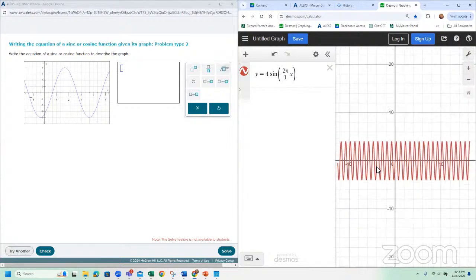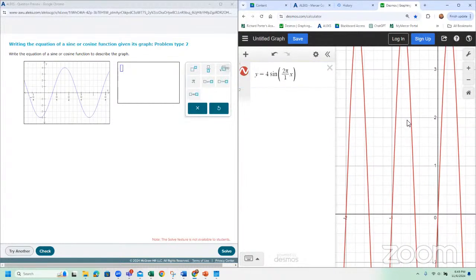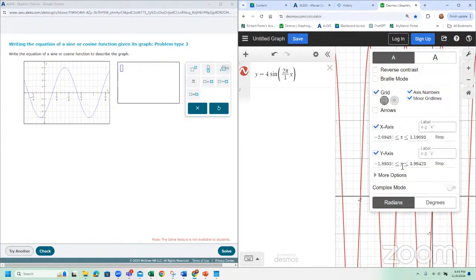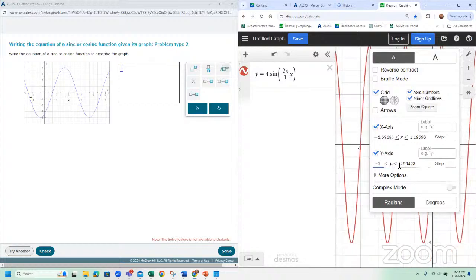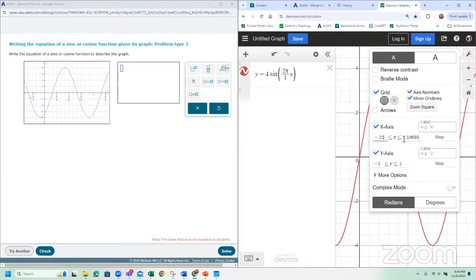Okay. Maybe it's just because my graph is zoomed differently. All right, let me just change my window here. So I make my y values go from -5 to 5. Okay. And my x values will go from negative, looks like 1/4, -0.25, all the way to 5/4, which is 1.